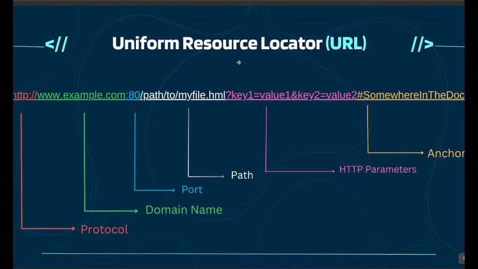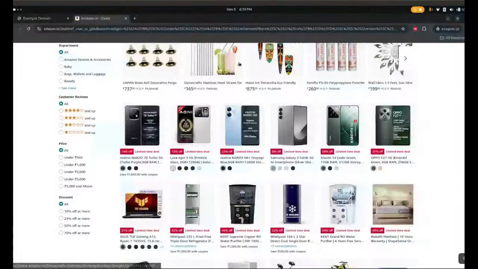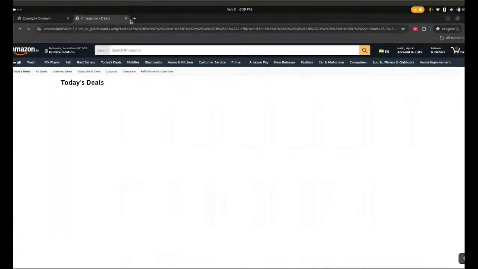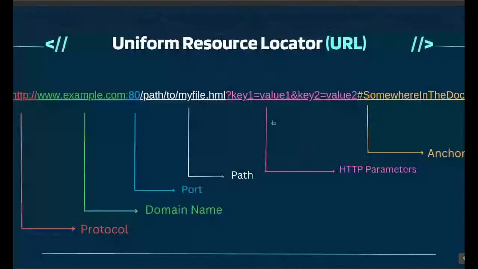So this is how the basic uniform resource locator, that is the URL, looks like. Now I suppose that you have a clear idea of this. Right? So this is what happens when you type in a URL.